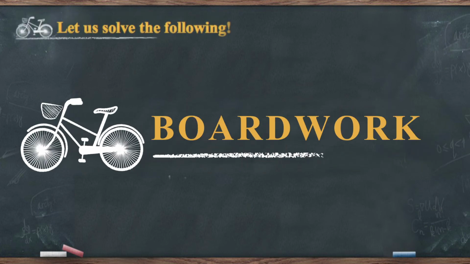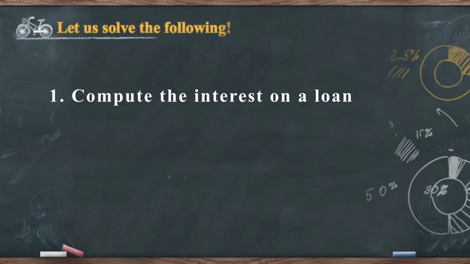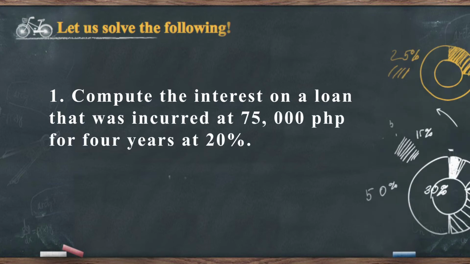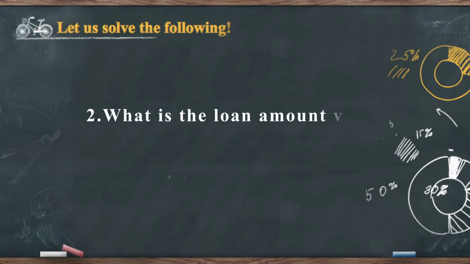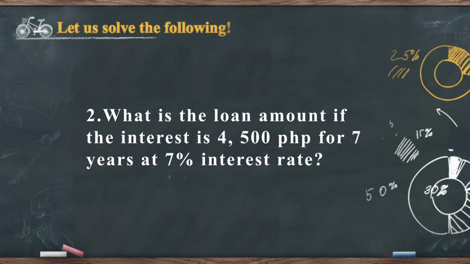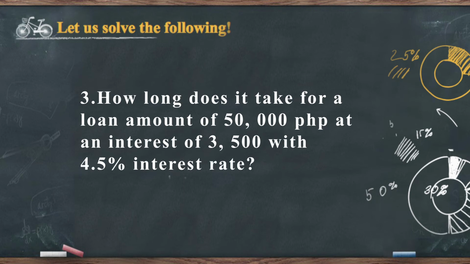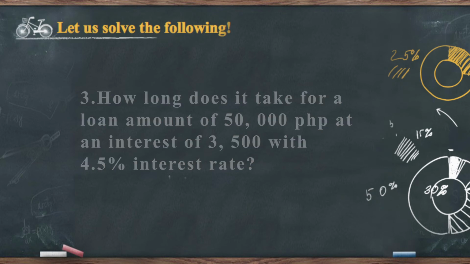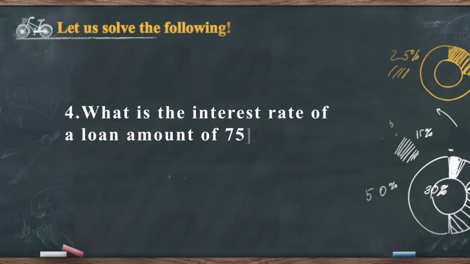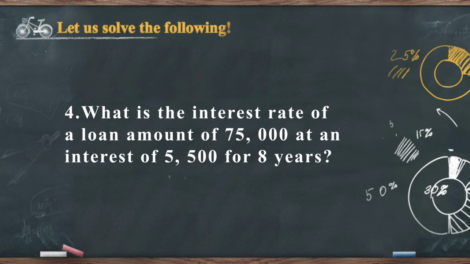Board work. 1. Compute the interest on a loan that was incurred at 75,000 pesos for 4 years at 20%. 2. What is the loan amount if the interest is 4,500 pesos for 7 years at 7% interest rate? 3. How long does it take for a loan amount of 50,000 pesos at an interest of 3,500 with 4.5% interest rate? 4. What is the interest rate of a loan amount of 75,000 at an interest of 5,500 for 8 years?